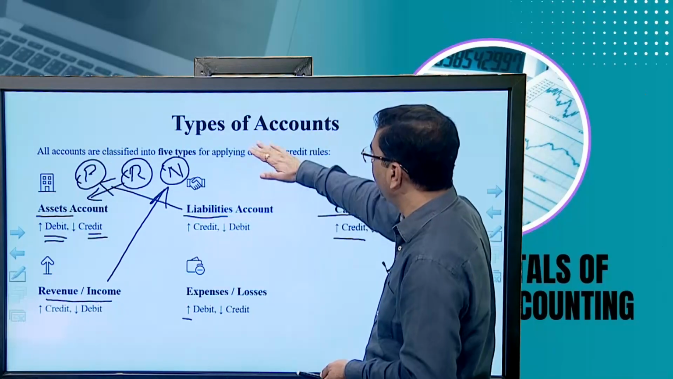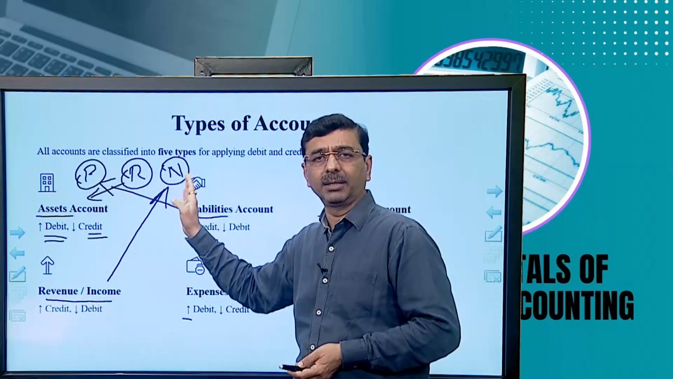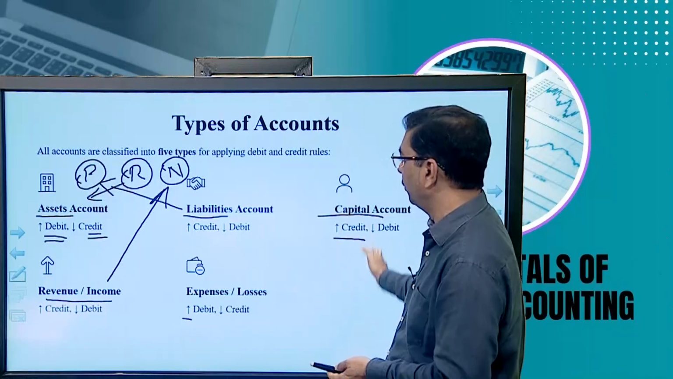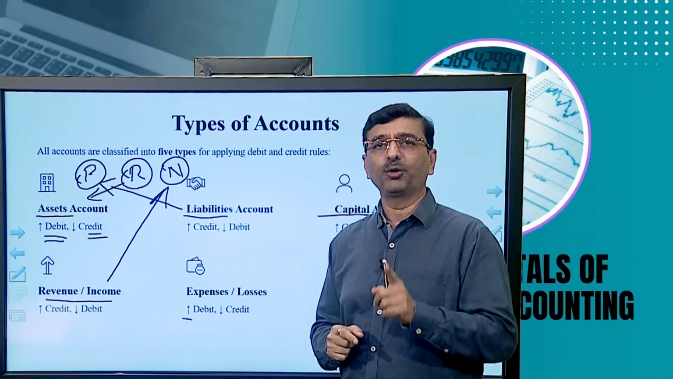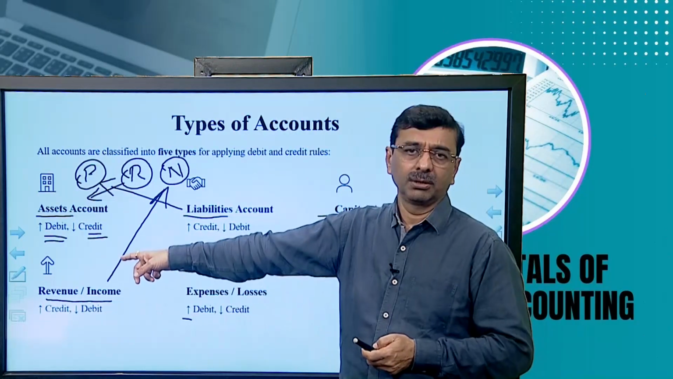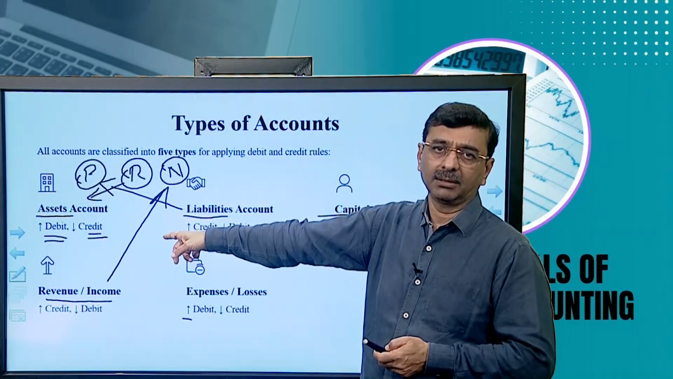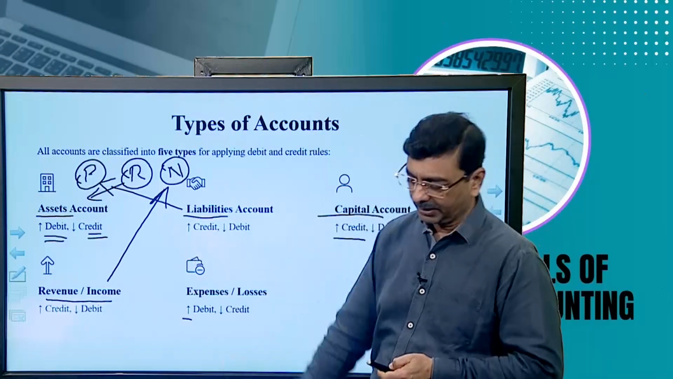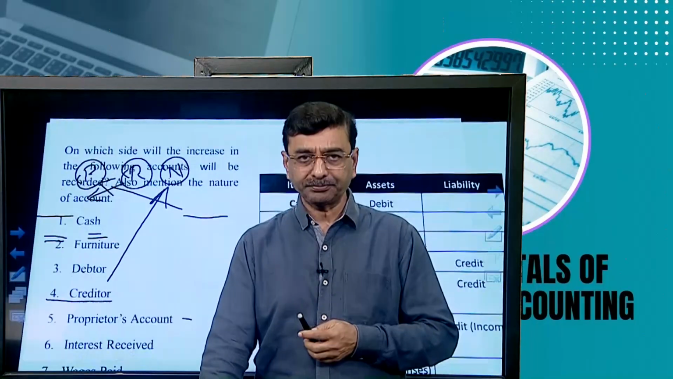So these are the basic types of accounts: personal, real and nominal. But there's some more bifurcation in how they would be affected in the formula A equals C plus L. These are the basic accounts which will affect A equals C plus L. Moving to the next part.